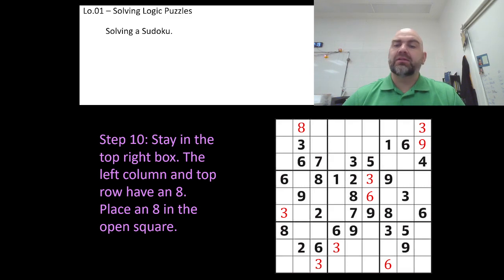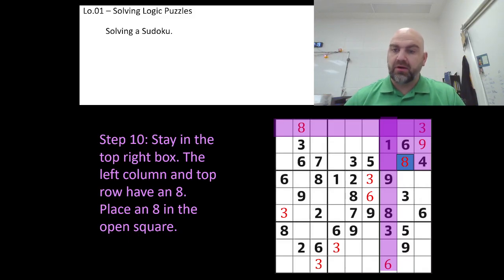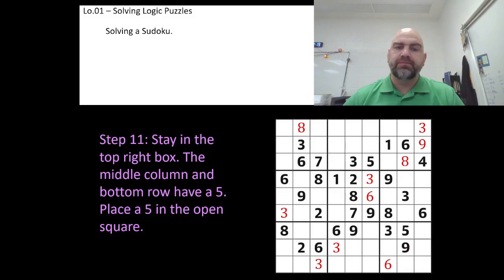Step 10, let's stay in the top right box, right up there. And we're going to now look at 8s. So we have an 8 in the top row and an 8 in the left-hand column. That means that an 8 is going to go right there. And that, again, keeps filling up our values, which is really good. Staying up there again, the middle column and bottom row both have a 5, which means that that spot has to be a 5.